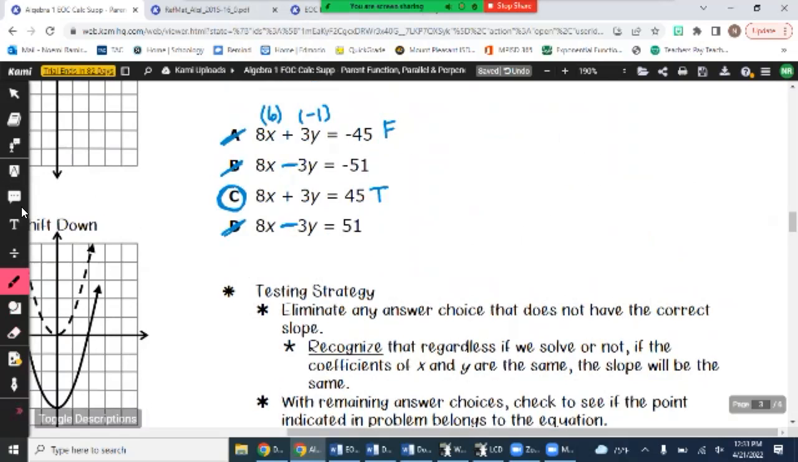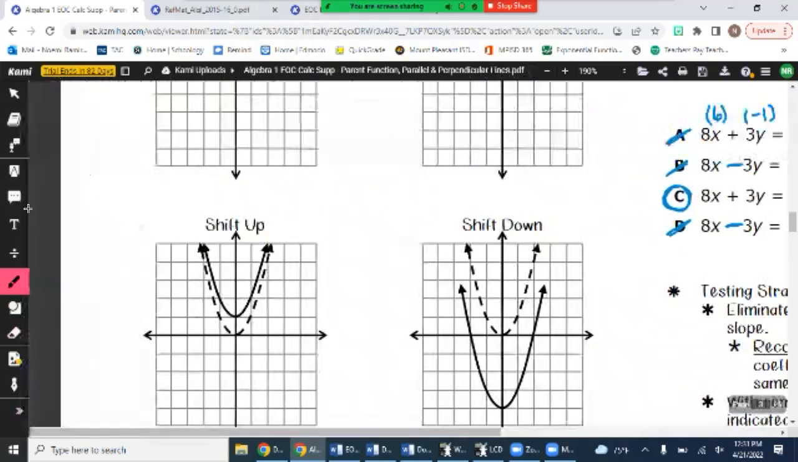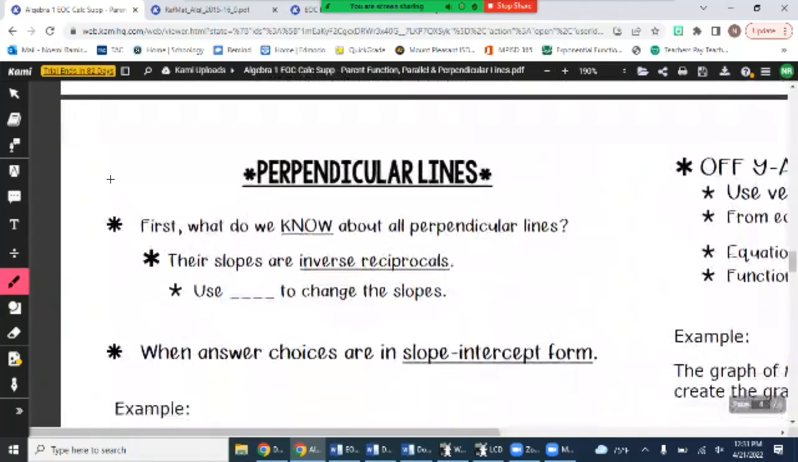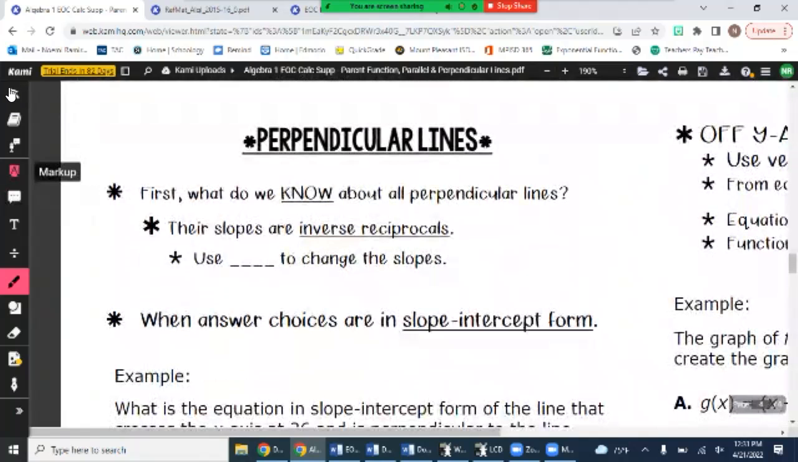Perpendicular lines. I'm only gonna show you one that has answer choices that are solved for Y because that's the only way it's been tested in the last 6 or 7 years. But there is something very, very important that you need to know about perpendicular lines. They have inverse reciprocals. Now, for those of us that don't know what inverse reciprocals is, how do we change the slope? What do we use to change the slope?